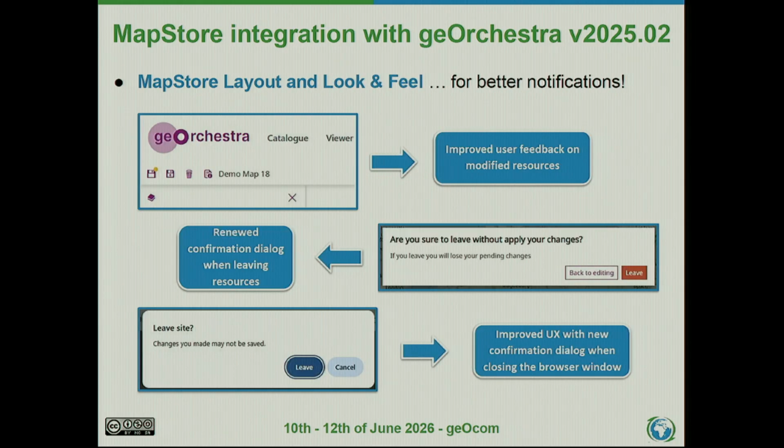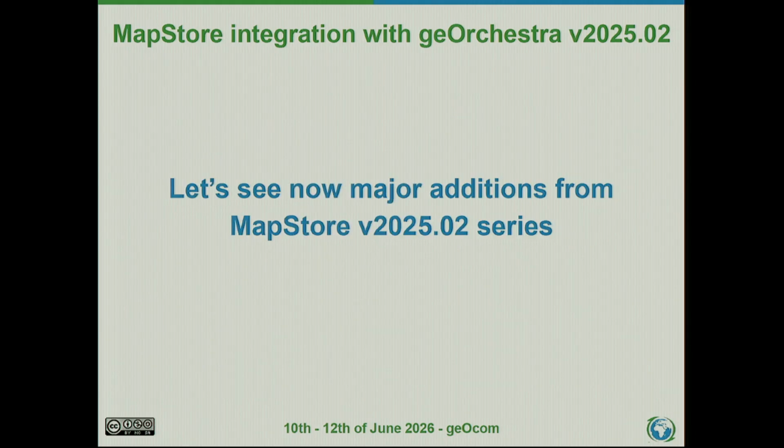As part of the overall layout and look and feel work we did in 2025-02, there is also an improvement in user notification. So improving the way MapStore manages the map state, for example, for notifying users about modified resources, if things are not yet saved and are still pending in the map state, as well as other kinds of improved notification for properly informing users about the current viewer state.